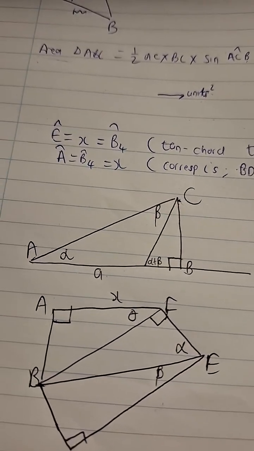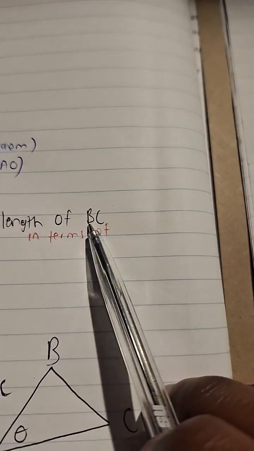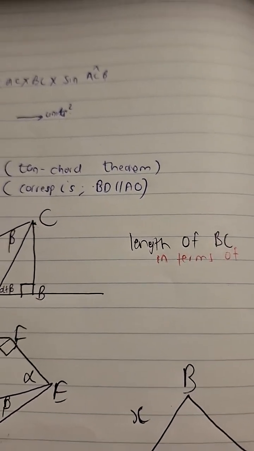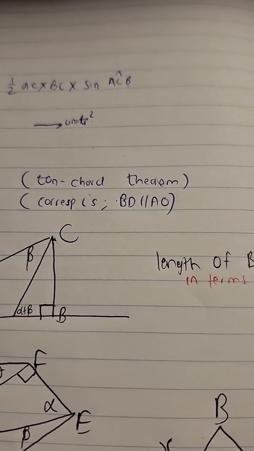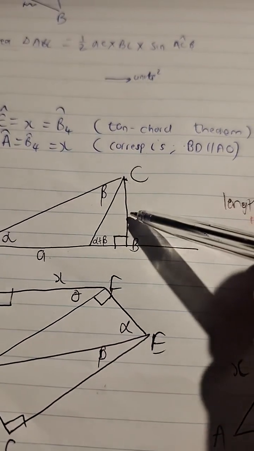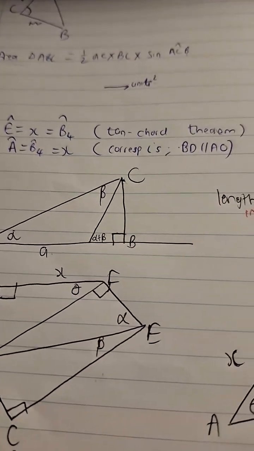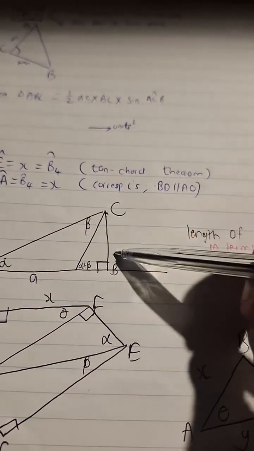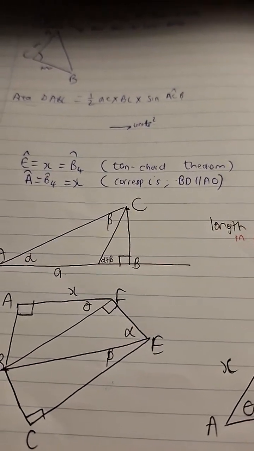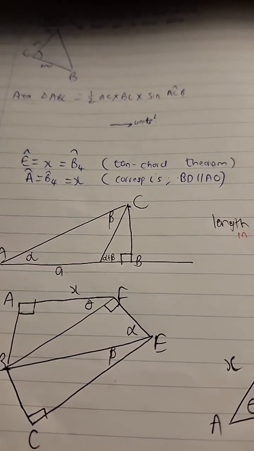So yes, that's the first question. We are asked to determine the length of BC. So we ask ourselves, where is BC? That's question number one. Where is he? This is BC, sitting very nicely there.